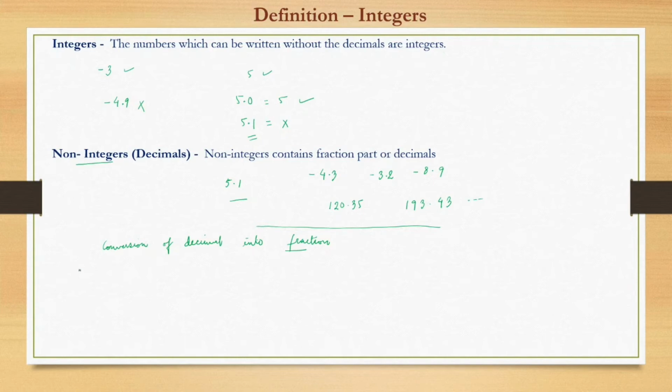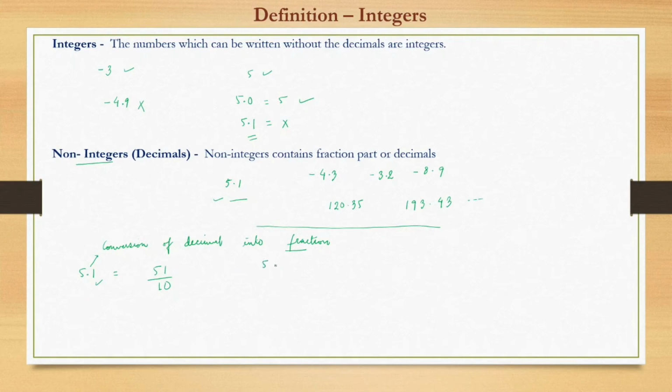Suppose I want to convert 5.1 into a fraction. What is the method? To take this decimal off, I put 1 in the denominator, and then I add as many 0s as the number of digits after the decimal. The number of 0s will be the same as the number of digits after the decimal. So it will be 51 by 10.